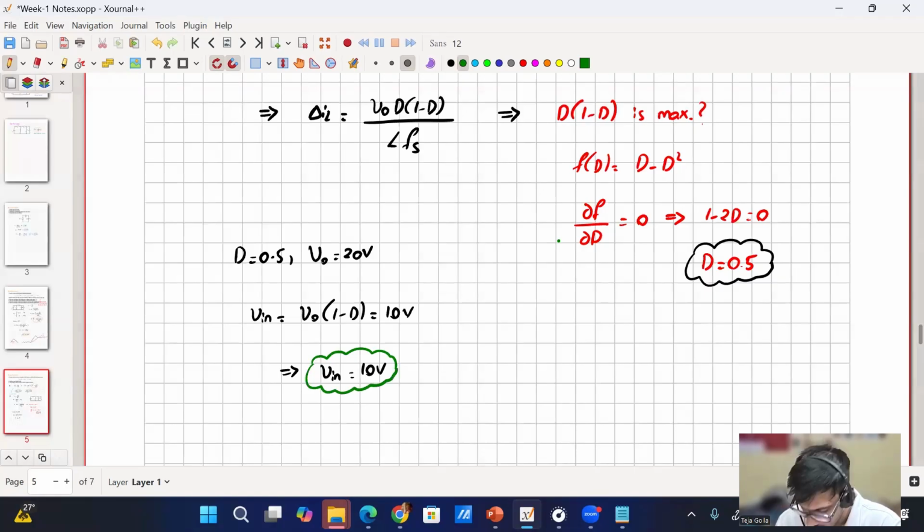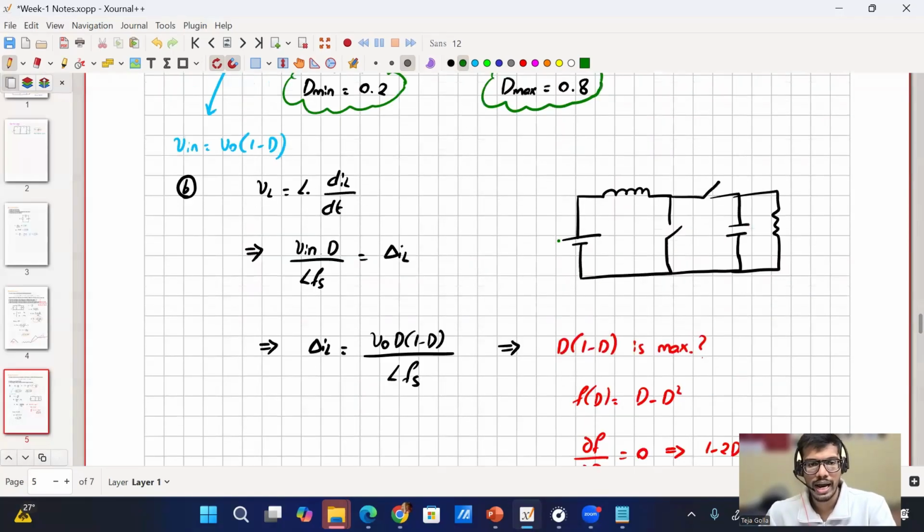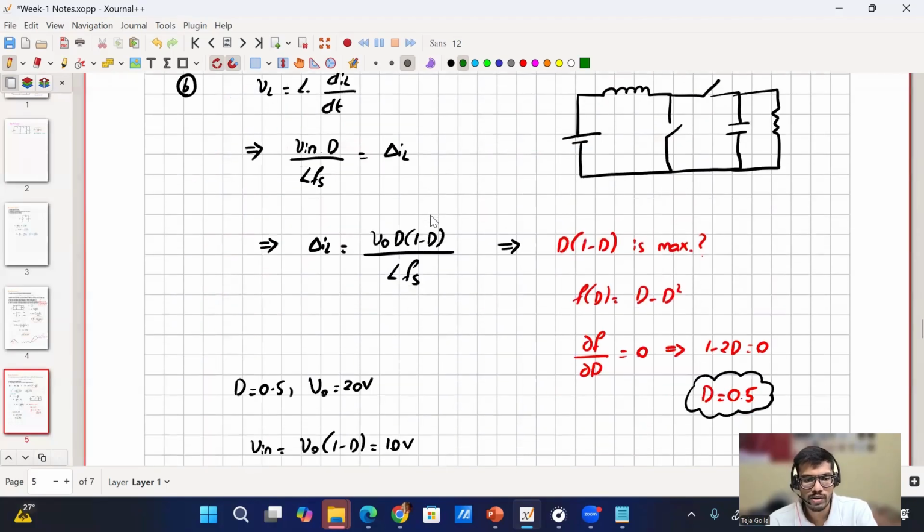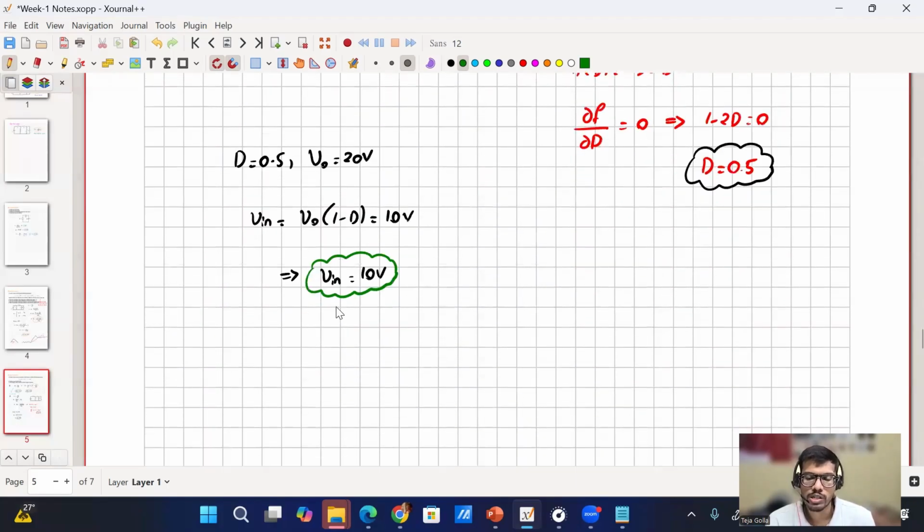Had this been a buck converter, at 16 volt of input my ripple would be maximum. But since it is a boost converter, at input voltage of 10 volt, which is half of the output voltage, it is maximum. So I have to see for which converter I am doing and what exactly I am doing. These are some results that you can remember: for buck converter, at maximum input voltage the current ripple is maximum, and for boost converter it is at D equal to 0.5.